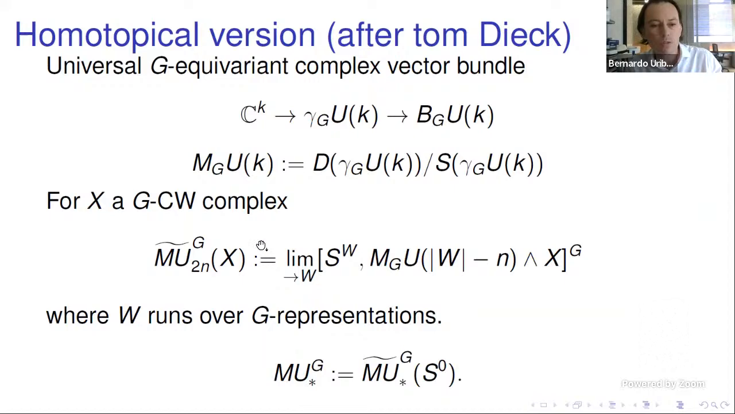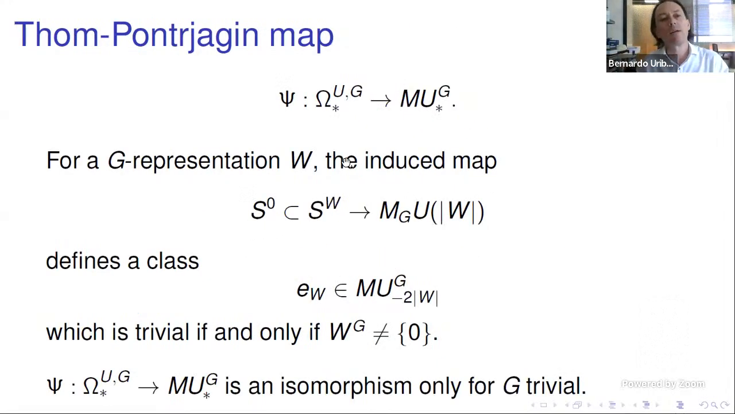Good. So these are these equivariant homotopy bordism groups. And of course, most of the constructions that are done without the equivariant action can be generalized. So there is the Thom-Pontryagin map, which is precisely the one that permits us to show that if we get rid of the G, the geometrical unitary bordism groups are isomorphic to the homotopical ones. If we put a G, it turns out that this result is not true.